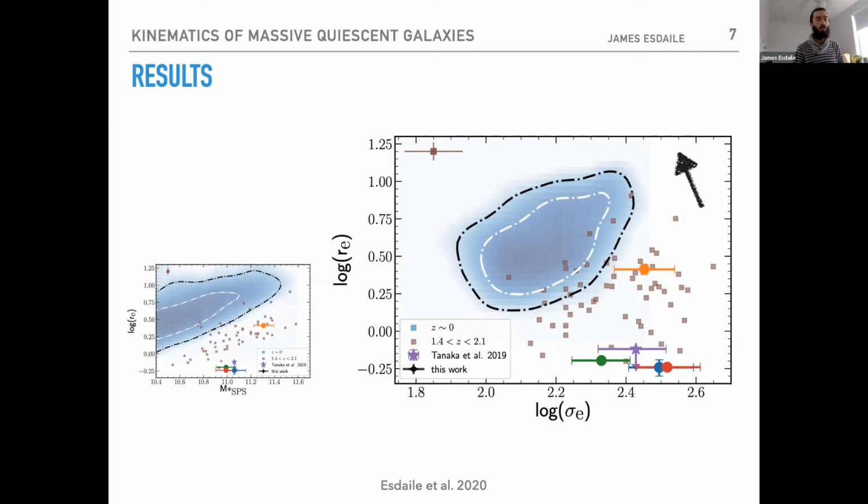So this is not a novel result. This has been seen in the redshift 2 population already, but this is the first time that we're seeing this at redshift 3.5. So this is really exciting.